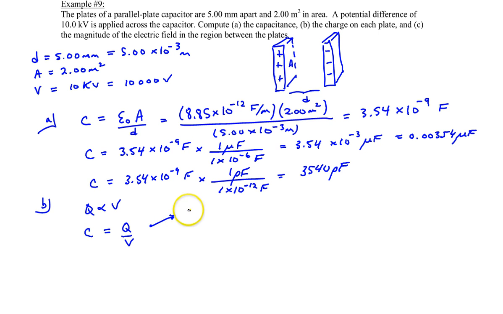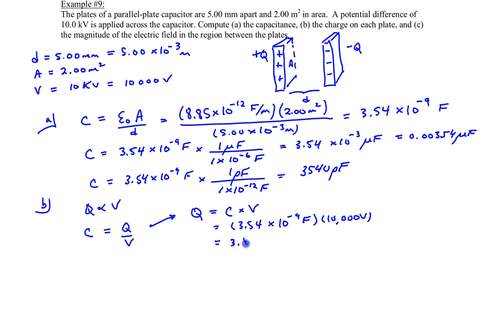So therefore, the charge of the capacitor, this is the charge of either plate. So we have one plate that's positive Q and the other plate that's negative Q. The charge of either plate would be equal to that capacitance multiplied by the voltage. So let's go back to this capacitance in farads. So 3.54 times 10 to the power negative 9 farads. And then we're going to multiply this by the voltage of 10,000 volts. And this gives you the value of 3.54 times 10 to the power negative 5 farads.